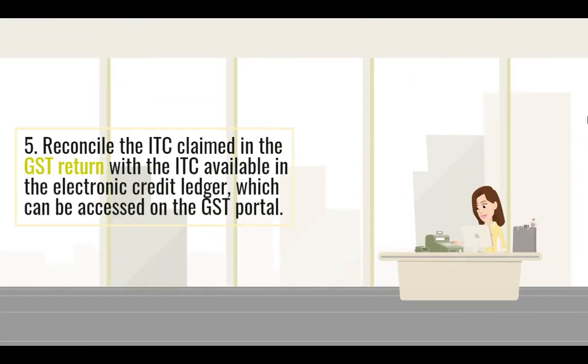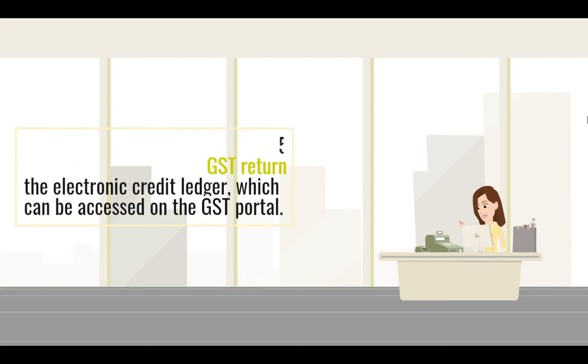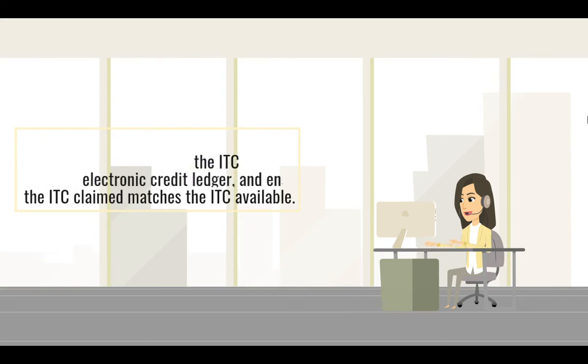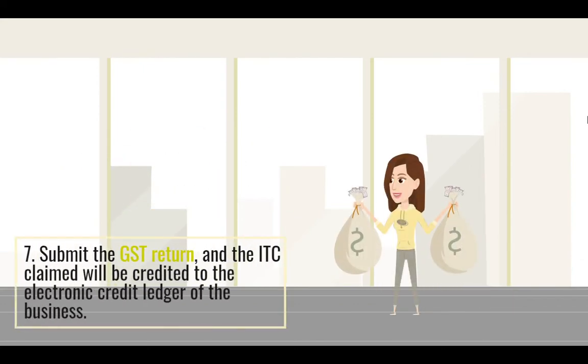5. Reconcile the ITC claimed in the GST return with the ITC available in the electronic credit ledger, which can be accessed on the GST portal. 6. Correct any errors or discrepancies in the ITC claimed or available in the electronic credit ledger, and ensure that the ITC claimed matches the ITC available. 7. Submit the GST return, and the ITC claim will be credited to the electronic credit ledger of the business.